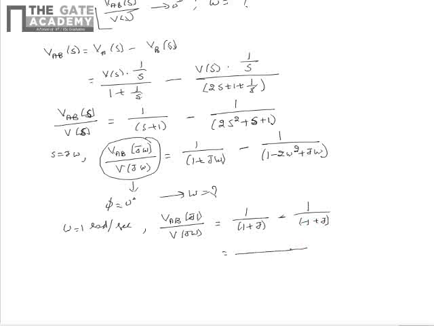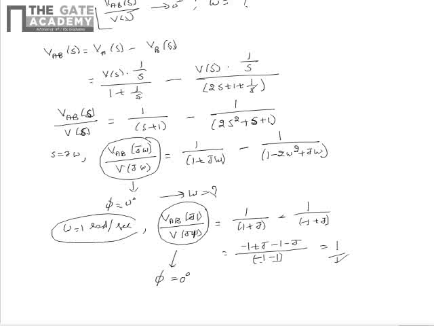So this can be further simplified as, upon simplification, minus 1 plus j minus 1 minus j. This is equal to 1. From this we see that the term VAB of j1 divided by V of j1 is equal to 1. It means that its imaginary part is 0, which implies that phase of this is equal to 0. From this data we can say that when omega equal to 1 radians per second, the phase of VAB of S divided by V of S is equal to 0.